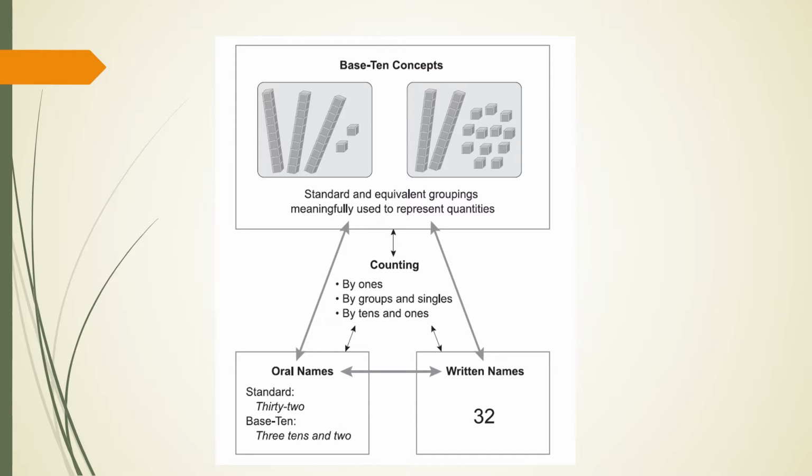So usually we use something like base 10 blocks so that they learn to count by tens and ones, and you can see the picture of those at the top of the diagram. So we want them to represent certain quantities in multiple ways so that they get the concept of exchanging 1 ten for 10 ones or 100 for 10 tens. We also want them to know the oral names of the numbers written in standard form and then in base 10 form, and then the written names of the numbers. So connecting all these things together is important when teaching place value.